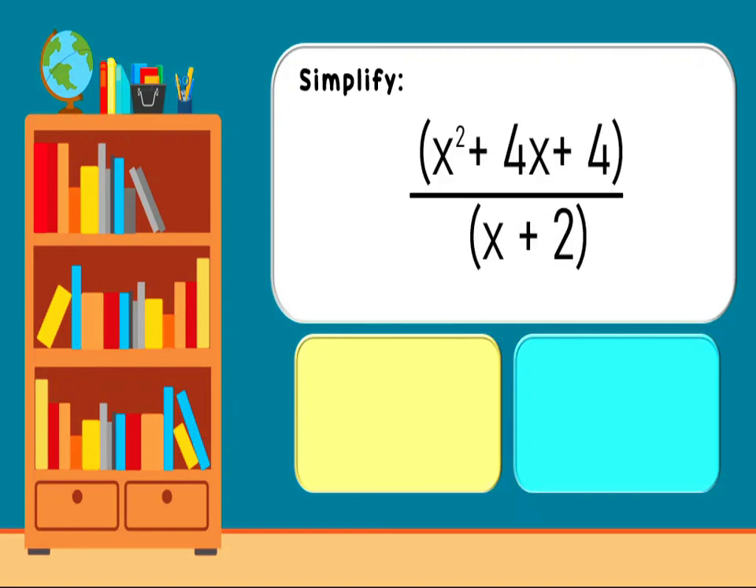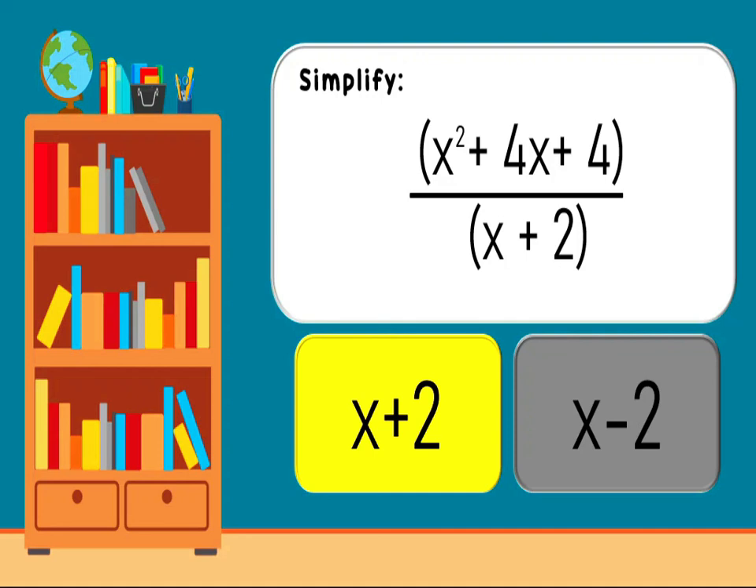Finally, simplify x raised to the 2nd power plus 4x plus 4 over x plus 2. For daffodil, it's x plus 2. While for cyan, it's x minus 2. Is it daffodil or cyan? The correct answer is daffodil, x plus 2. Well done, class!